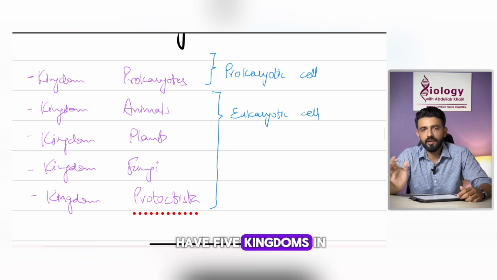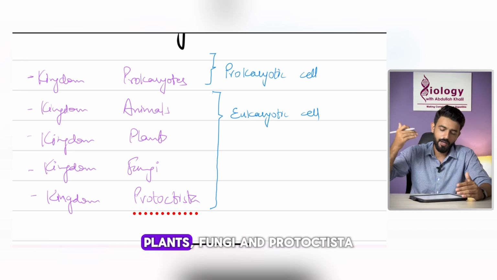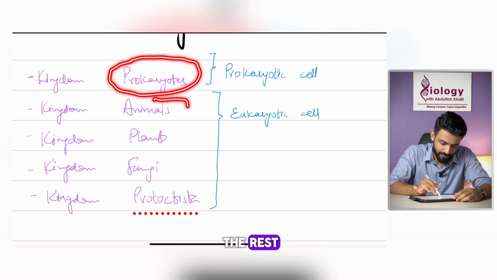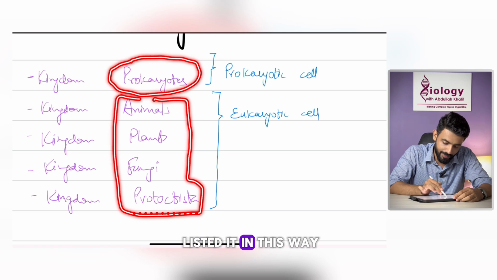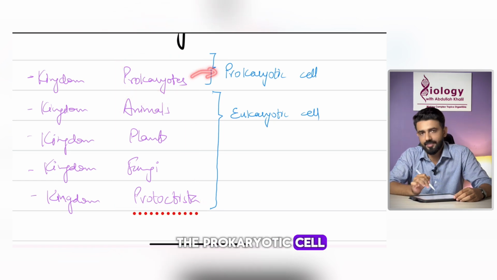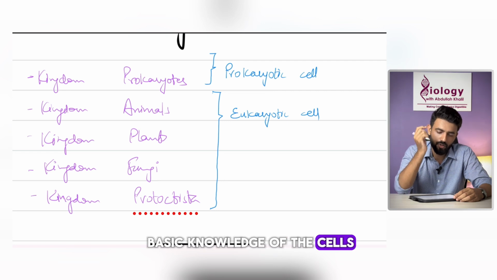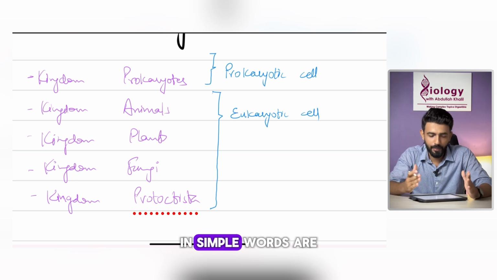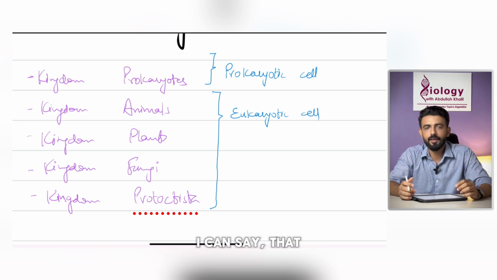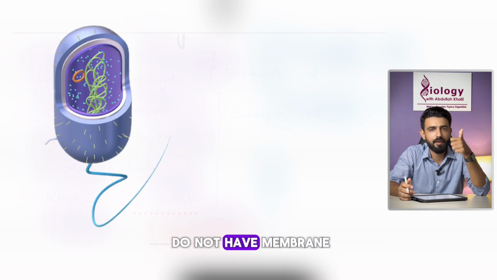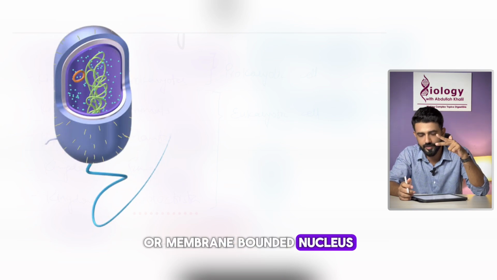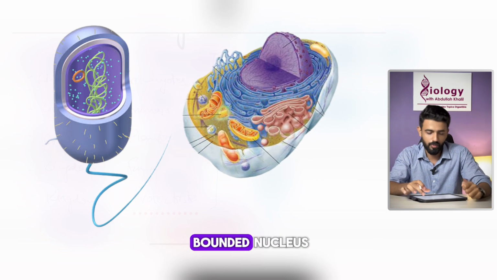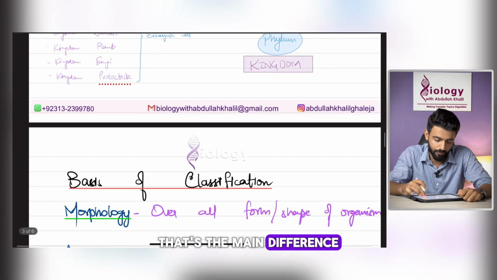In total, we have 5 kingdoms in the world. We have kingdom prokaryotes, animals, plants, fungi, and protoctista. The basic difference between the first one and the rest, that's why I have listed it in this way, is that the first one has the prokaryotic cell. If you have the basic knowledge of the cells, you know what a prokaryotic cell is, what a eukaryotic cell is. In simple words, or in a single line, I can say that prokaryotic cells are the ones that do not have membrane-bounded organelles or a membrane-bounded nucleus. Eukaryotic cells are the ones that have membrane-bounded organelles and a membrane-bounded nucleus. That's the basic difference. That's the main difference.